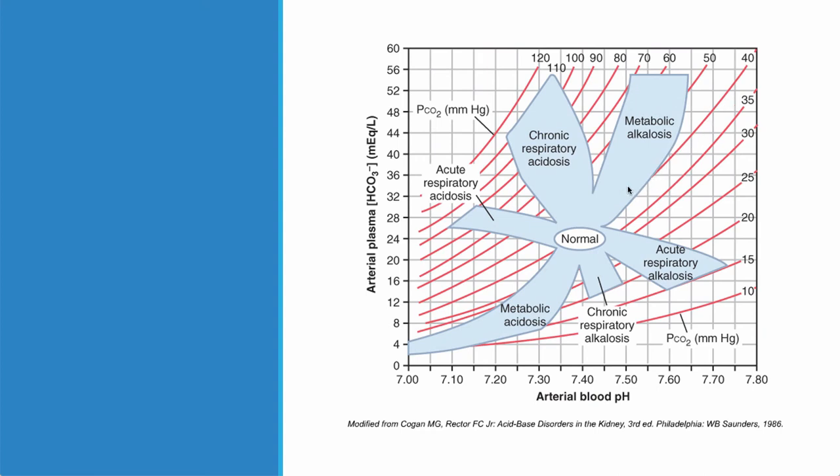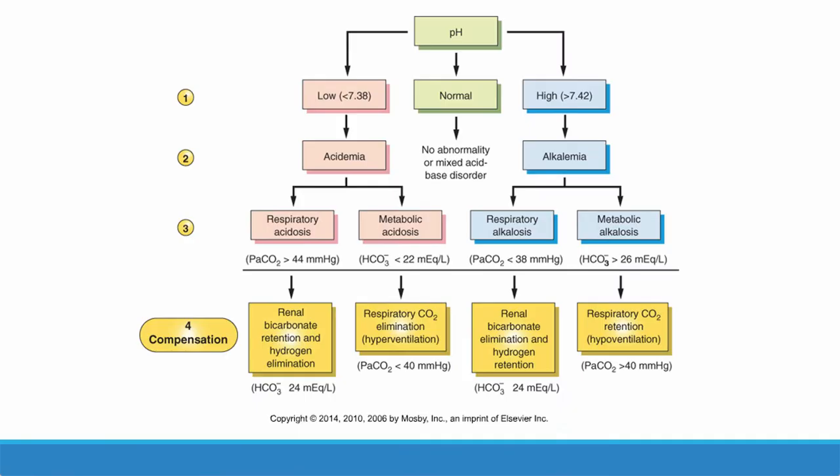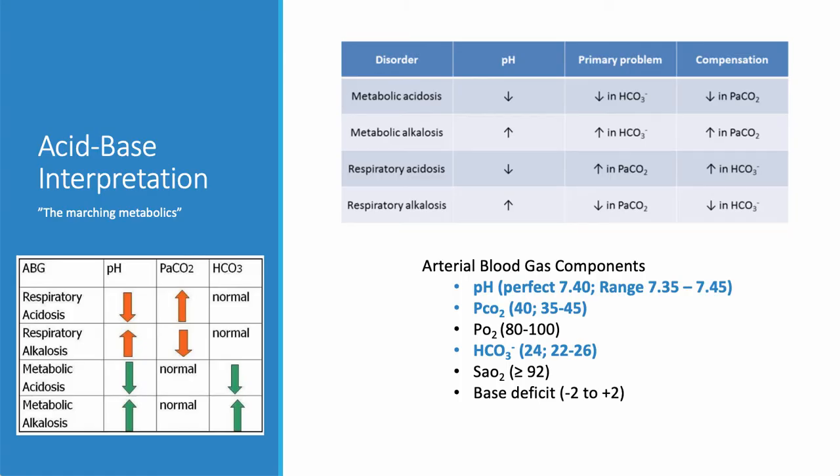So here is a PCO2 of 40 along this red line, and that would give this patient a bicarb of 34 with a pH of 7.5. So I can use this to calculate exactly where it is. But there's other ways to do it too. This gives you one of those ways that helps you to think this process through. I'll let you look at that on your own. But I want to get to this part where I tell you about the marching metabolics.